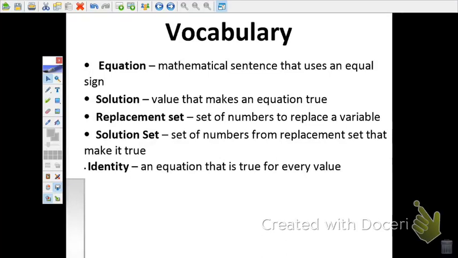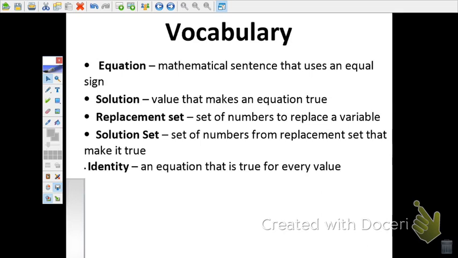Today we're going to be working with the equation section in our flip book. So some vocabulary that you need to be familiar with. When we're working with equations, up to this point what we've been working with is an expression. An equation is a mathematical sentence that uses an equal sign. Okay, so when we don't see that equal sign, we just have expressions. Now we're going to see an equation because we're going to be using that equal sign.